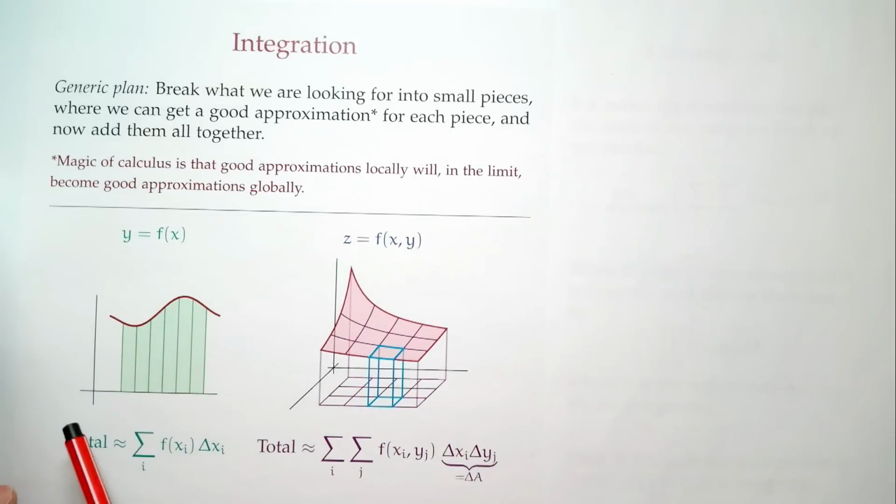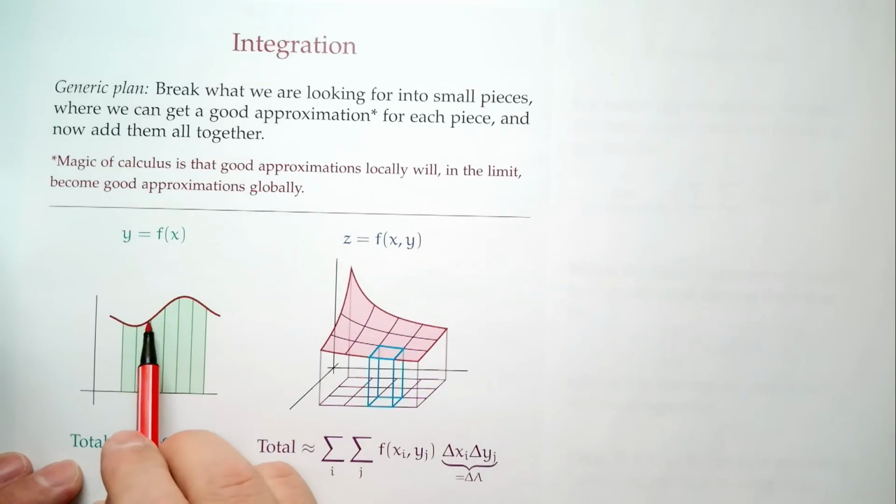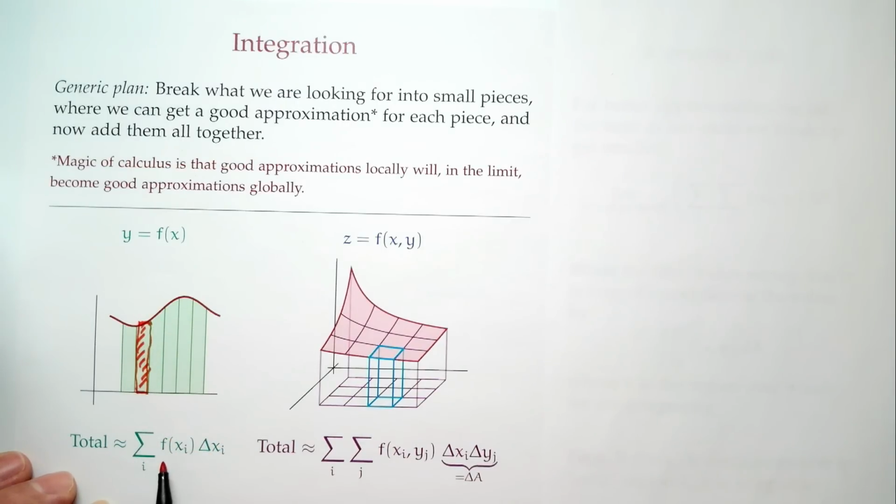So if I wanted to find the total, well, what we could do is we could split things up into little strips and say any one strip, I can think of this as being a rectangle. So I can find the area of a rectangle pretty easily. It's the height and the width. So what we do is we say, okay, we come to this interval. f of x_i is the height. Delta x_i is the width. This is the area of one little rectangle, and we add them all up.